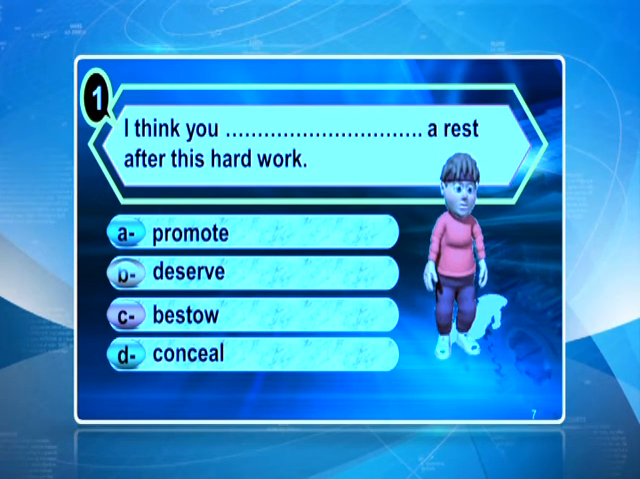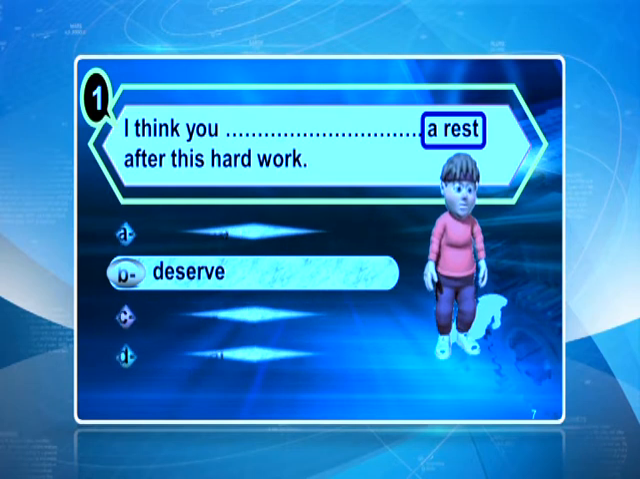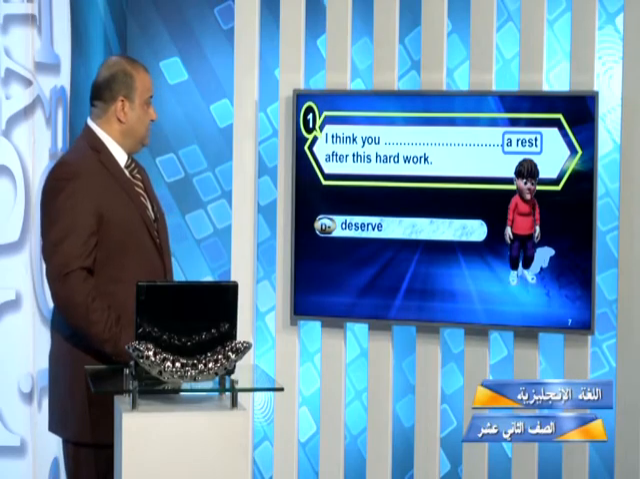Have a look here. I think you deserve a rest after this hard work. Here we have 4 distractors: promote, deserve, bestow, and conceal. According now to the context of the sentence and to some clues like this, okay, arrest, your answer should be deserve. That's it. Very good. Let's move now to the second sentence.